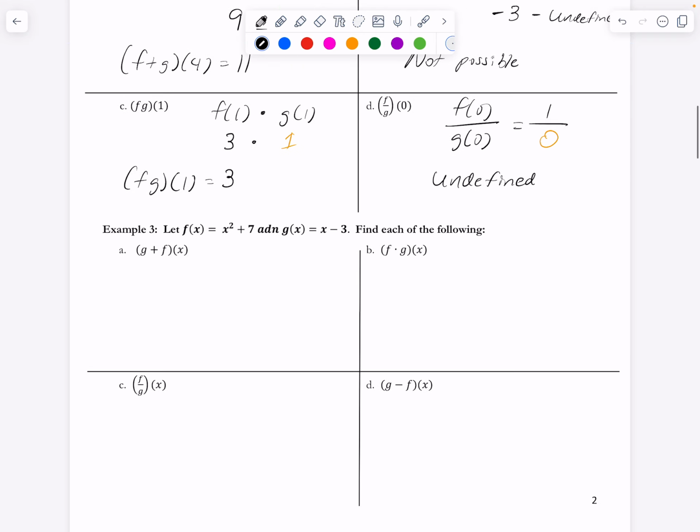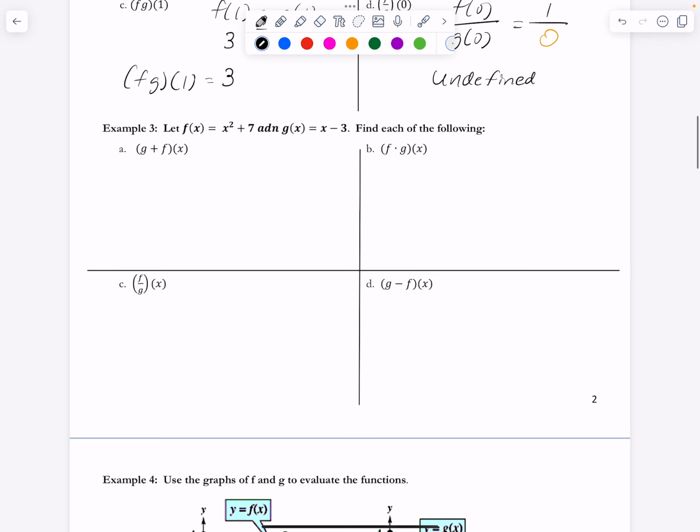Okay, now this next part for these two functions is they're asking us to do these operations, but you'll notice that in the parentheses after the operations, there's no number, it's just the variable x. So this is where we're going to actually do some function operations. We're going to take each of these and actually do those operations. So this is going to be g of x plus f of x. So I'm going to write down g of x, which is x minus 3. And I'm going to add f of x, which is x squared plus 7.